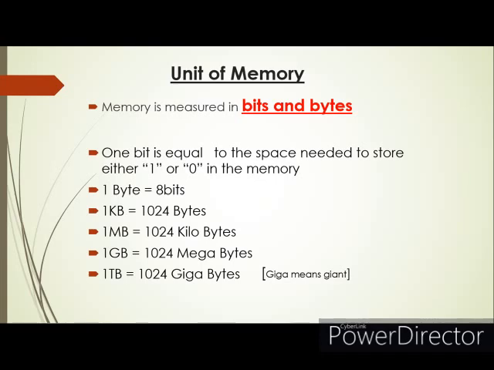Giga means what? Giga means giant. So memory is measured in bits and bytes. Unit of memory, bytes. And kilobyte, megabyte, gigabyte, terabyte, all these units are used to measure memory.